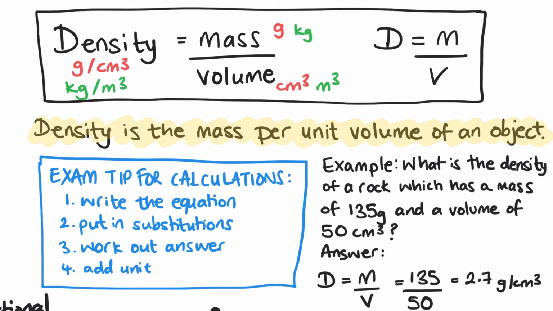Next, what we're going to look at is what are the different experiments that you could be asked to describe. So practically, we can determine the density of a regular solid, of an irregular solid, and of a liquid. So you need to be aware of what quantities you need to measure and experimentally how can you get those quantities.